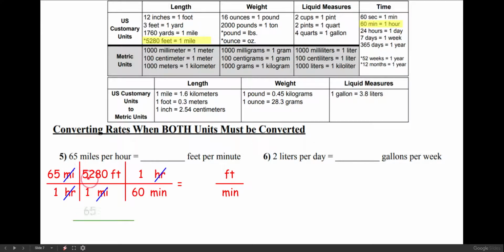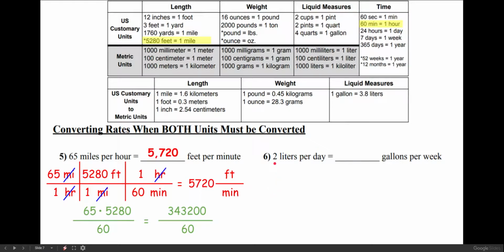Let's deal with our numbers now. 65 times 5280. And you don't really need to write times 1. I'm not going to anymore. And then on the bottom, you have 1, 1, and 60. So write 60 on the bottom. And if you want to try, go ahead and put 65 times 5280 divided by 60 and see if you get the right answer. Or you may have to multiply this out, get the product first, and then divide that by 60. Anyhow, if you did it correctly, you should end up with 5,720 feet per minute.